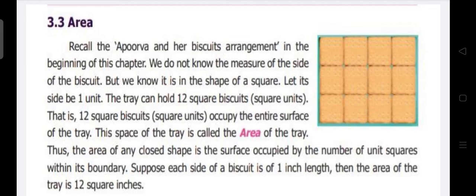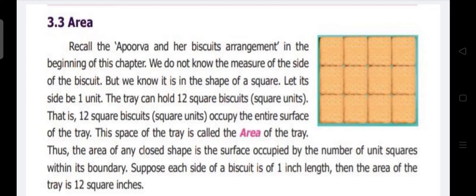The tray can hold 12 square biscuits. That is 12 square biscuits, that is, square units. We have taken the biscuit's length as 1 unit, right, and its side as well. These square units occupy the entire space of the tray. This is a rectangle tray. It occupies 12 square biscuits. This space of the tray is called the area of the tray.